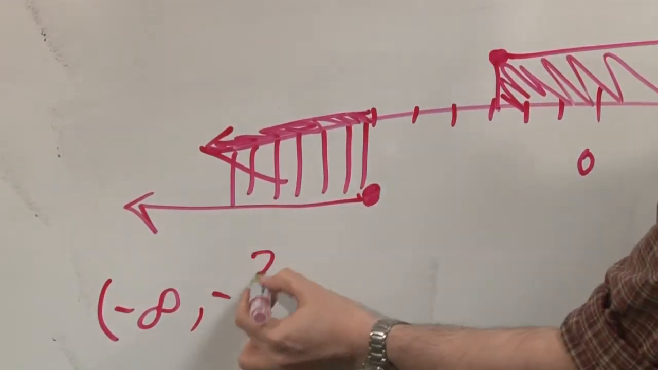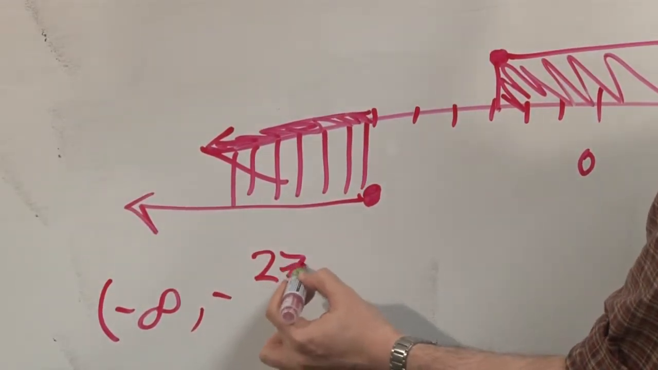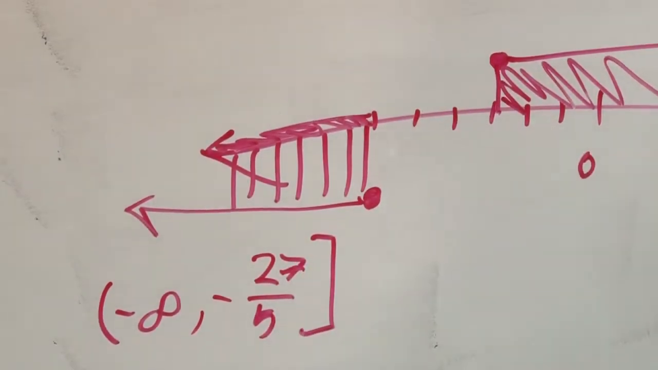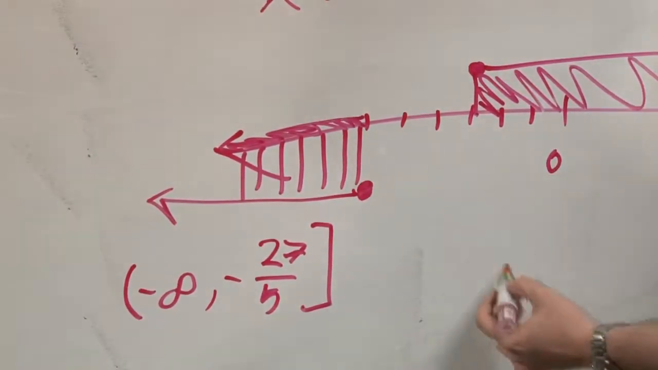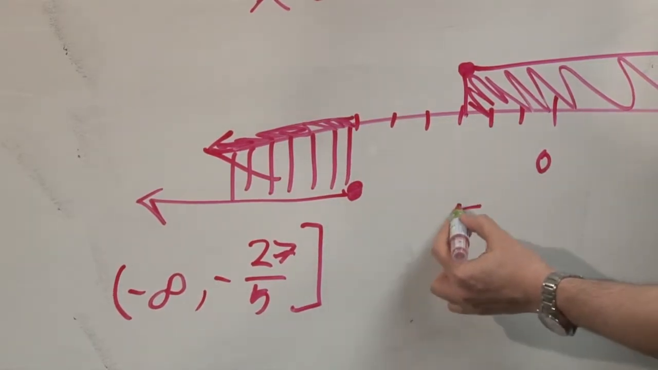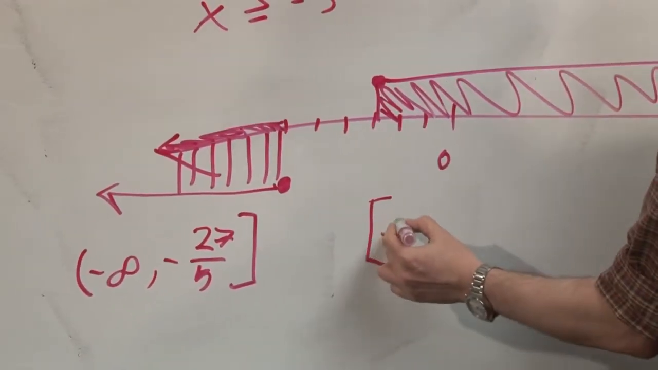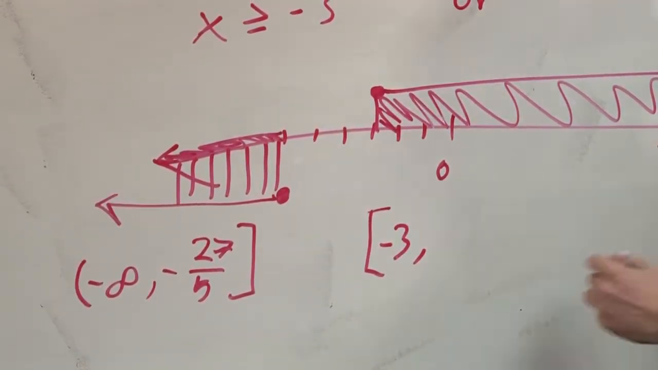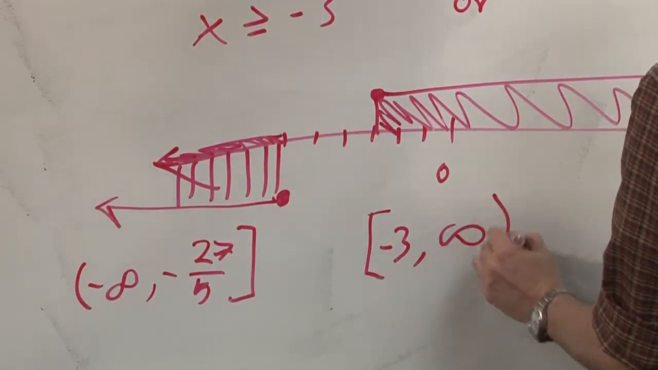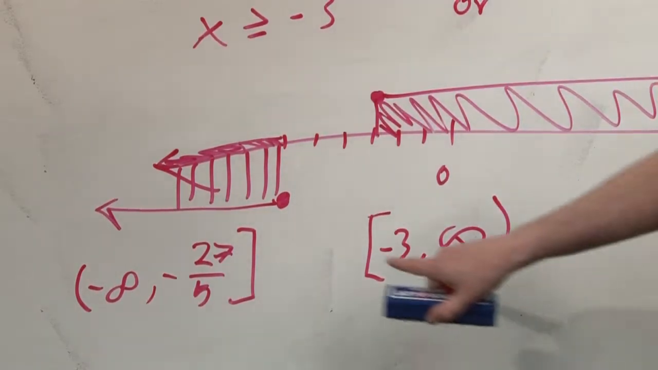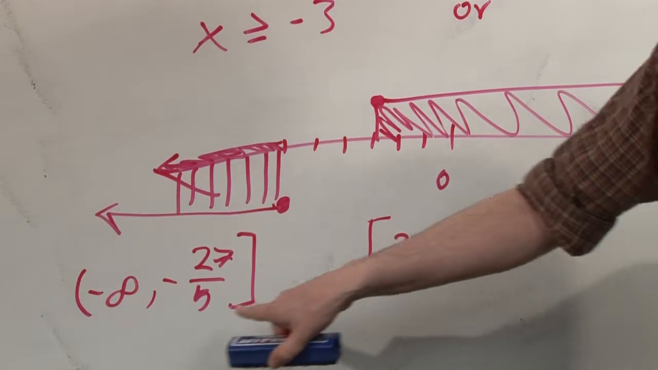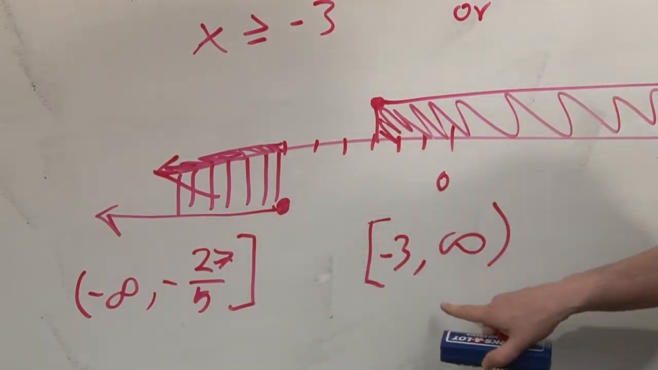So we have to exclude negative infinity, but based on our sign here, we have to include negative 27/5, so we use the bracket. And now describing this interval here, I'll just drop down, we'll have to include our negative 3, and these numbers go all the way out to positive infinity. So again, we exclude.